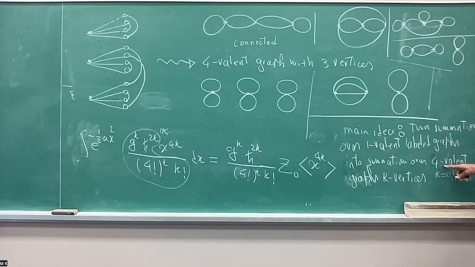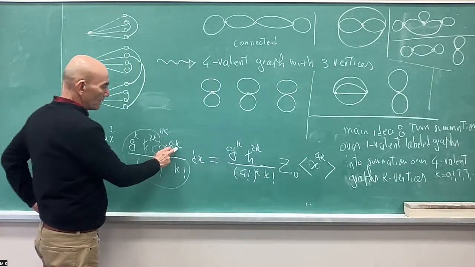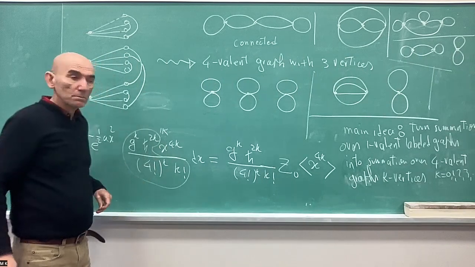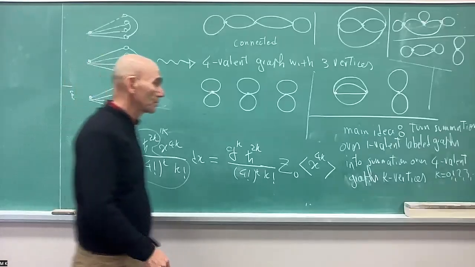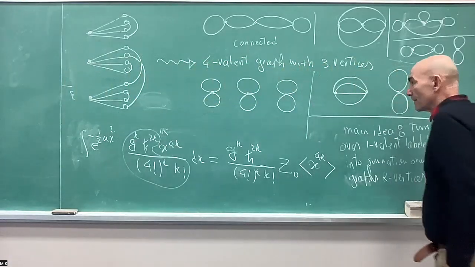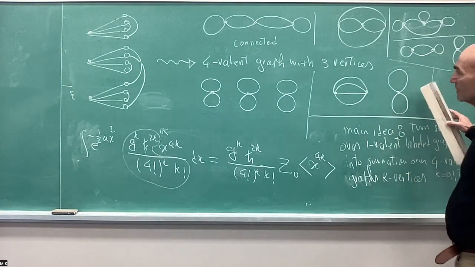So we want to turn this Wick's summation, which is over one-valent boring pairings, basically graphs, into a summation over four-valent graphs with K vertices, where K is controlled by this parameter. Then the result is going to be like this. This is the claim that we have to prove. Let me write the claim and then let's see how to prove it.